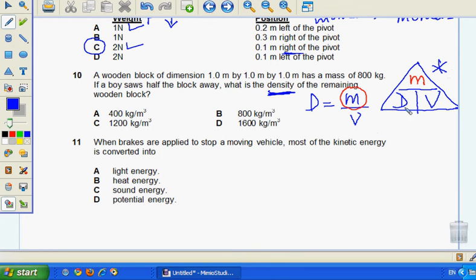So let's go back to the question now. We are finding density. So we need the mass of the object and we need the volume of the object. Do we have the mass now? We read the question now. It has a mass of 800 kg.